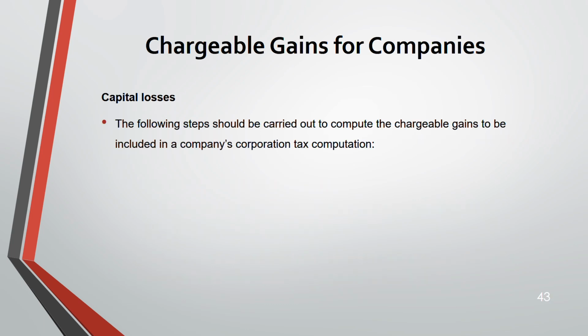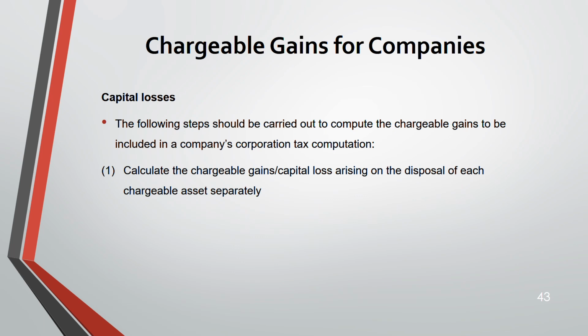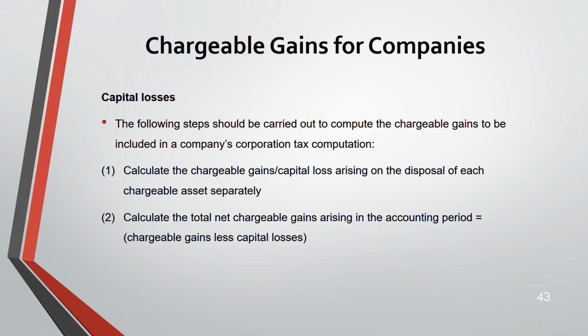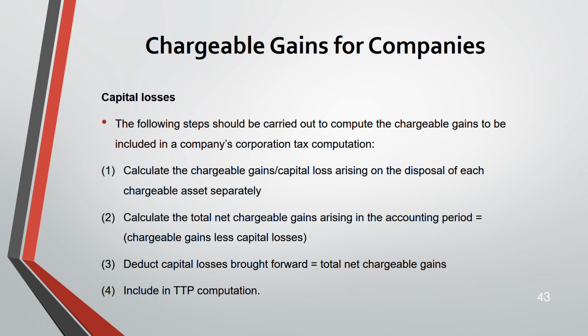Now, the following steps should be carried out to compute the chargeable gain to be included in the company's corporation tax. First step, calculate the gain and loss on the disposal of each chargeable asset separately. Then you total all the gains, that means all chargeable gains less capital losses. Remember, it has to be in the same accounting period. If they are different accounting periods, gains will be calculated in two different accounting periods. Then you deduct any capital losses brought forward, which will be your net chargeable gain. This you will add in the TTP.